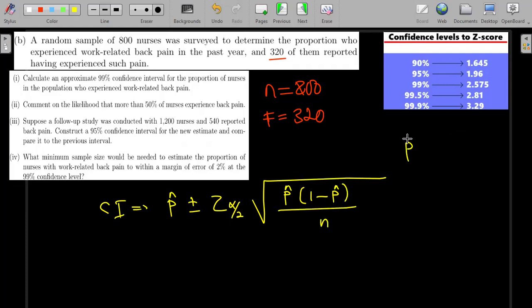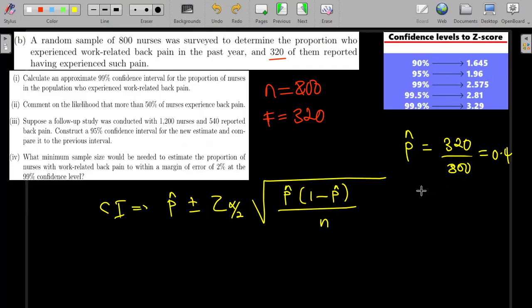Okay, so what is the proportion? The proportion is 320 divided by 800. So this gives me what? The 320 divided by 800 gives me 0.4. Okay, my n is 800. And then I need to find this one now.